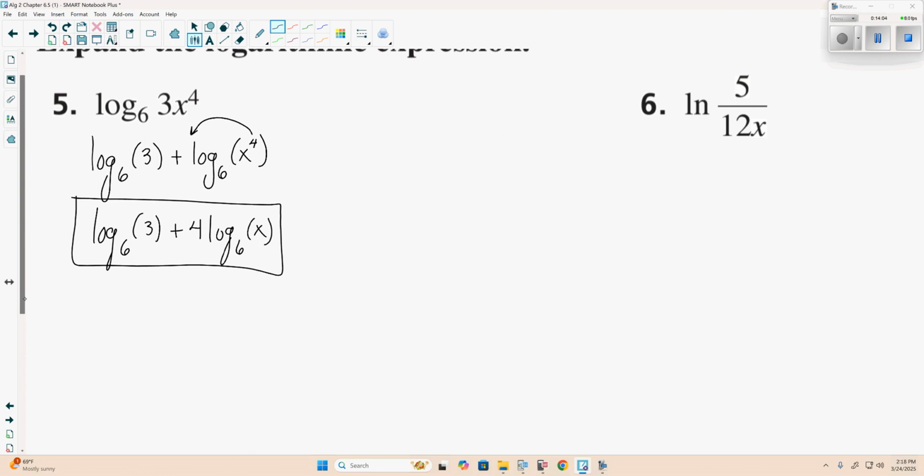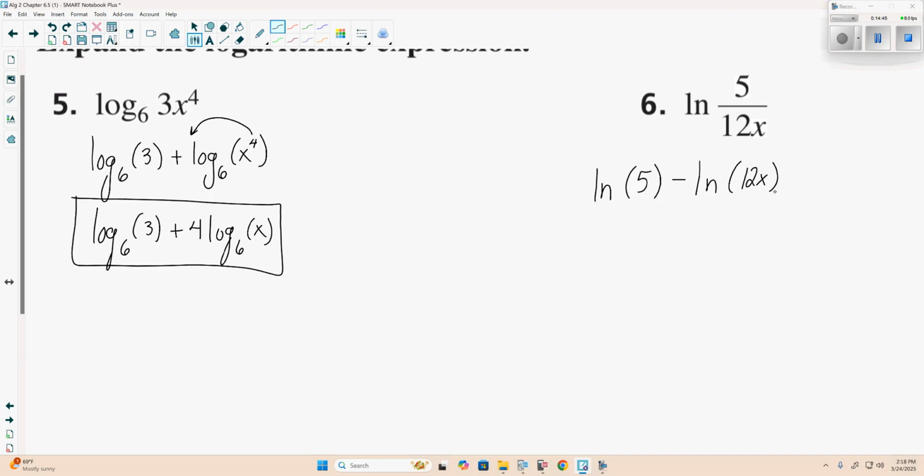Let's look at number 6, the last one we're going to look at expanding. Now this one does have a quotient, so we'll start with it. So we'll have the natural log of the top, which would be the natural log of 5, minus the natural log of the bottom. So our quotient property would tell us that the natural log of 5 over 12x is the same as the natural log of 5 minus the natural log of 12x. Questions on this so far?